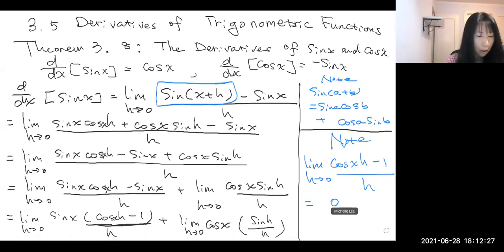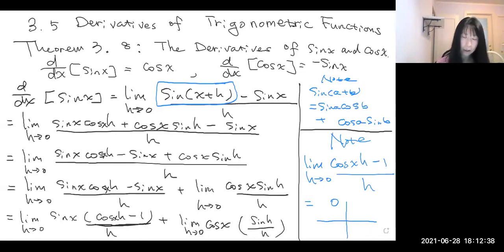Okay. Let me show you this by graph. We can use the conjugate method to show it's 0. So when h approaches 0, we get 0 for this one. Sorry about that, no space. Let me erase.